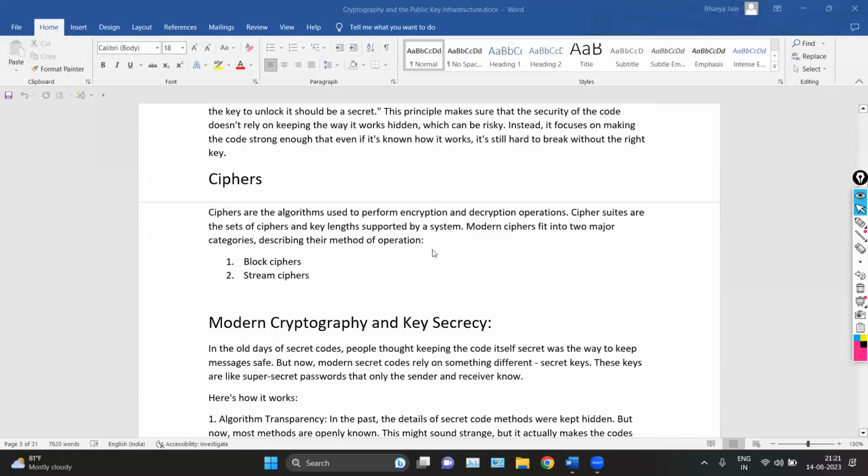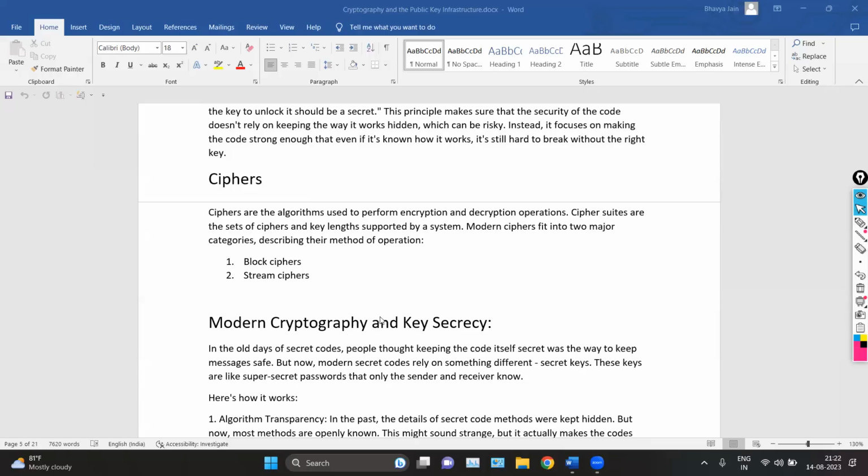Then we have ciphers. So what are ciphers? Ciphers are the algorithms used to perform encryption and decryption operations. Cipher suites are the sets of ciphers and key lengths supported by a system. We have two types of cipher: block ciphers and stream ciphers. Modern ciphers fit into two major categories, block and stream. So ciphers are a kind of algorithm, and the combination of ciphers and key lengths supported by any system is known as a cipher suite.